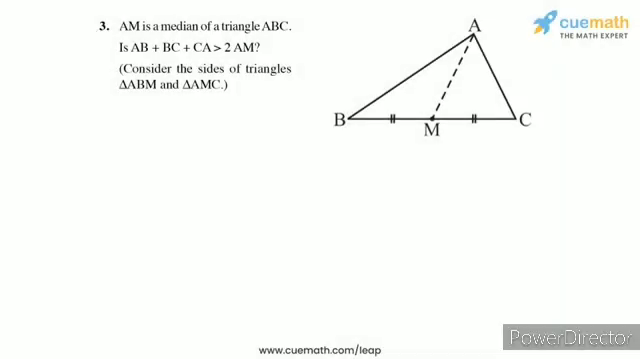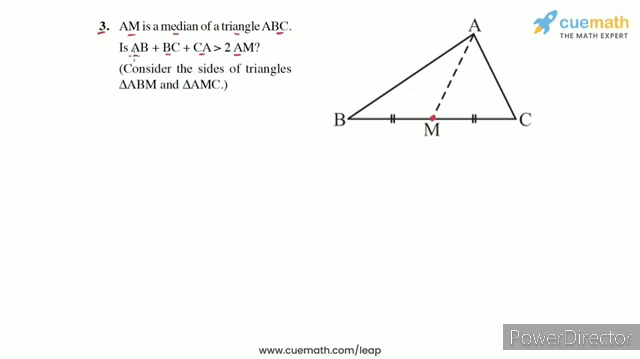Question 3 of this exercise says AM is a median of a triangle ABC. So a median is a segment which joins a vertex to the midpoint of the opposite side. So AM is a median, which means that M is the midpoint of BC. And then the question asks us, is AB plus BC plus CA greater than 2AM?